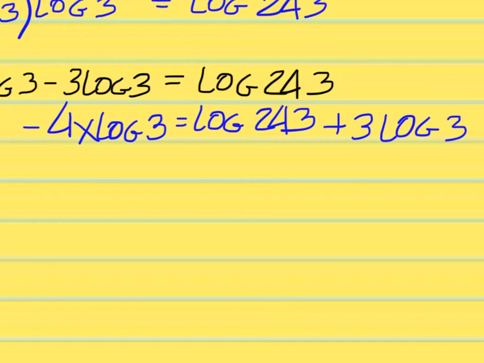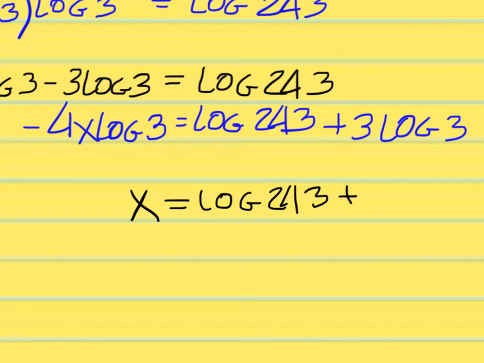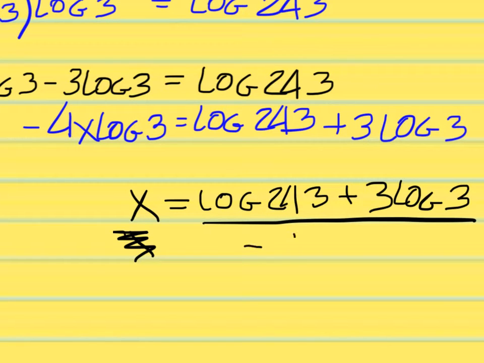Okay, but now we still don't have the x by itself. You're going to have to divide the right-hand side by what is attached to the x on the left. And I've made a mark there by mistake. Divide by negative 4 log 3.